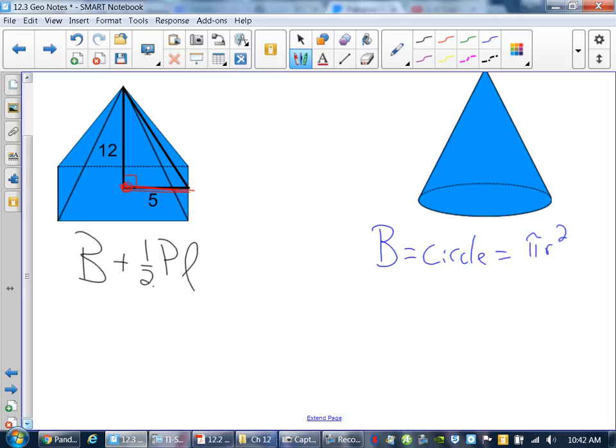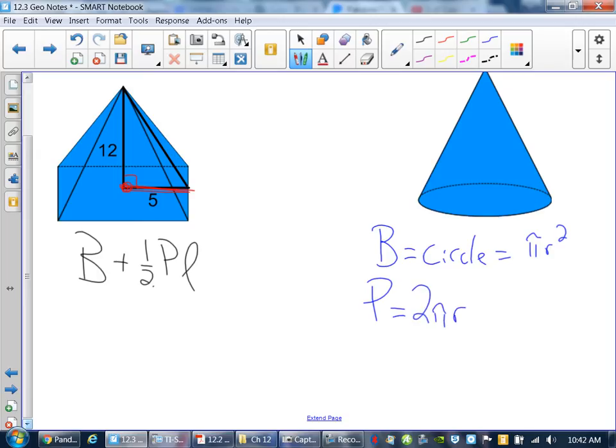Now, when you're looking at it in terms of perimeter, the perimeter of a base is the distance around. Well, how do you find the perimeter of a circle? What's that called? Circumference. Good. Circumference is the perimeter of a circle. Circumference is 2 pi r. So big P for the perimeter would be 2 pi r.